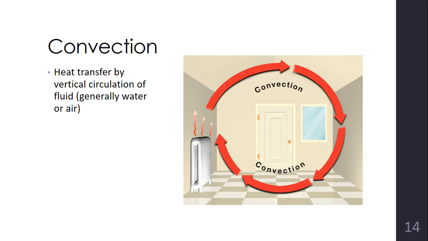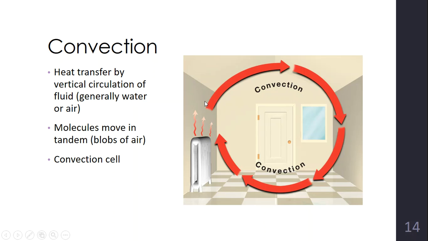And so if we look here, we see there's a radiator, which are really common in Connecticut, in some older houses, and less common in California. But you have this radiator. It is heating up this air, and it's forming this convection loop that is pushing this air around the room, right? Molecules move in tandem in big blobs of air, and it does this in water as well. And this forms a convection cell. We're going to talk a lot about convection cells in the next chapter. They're very important.